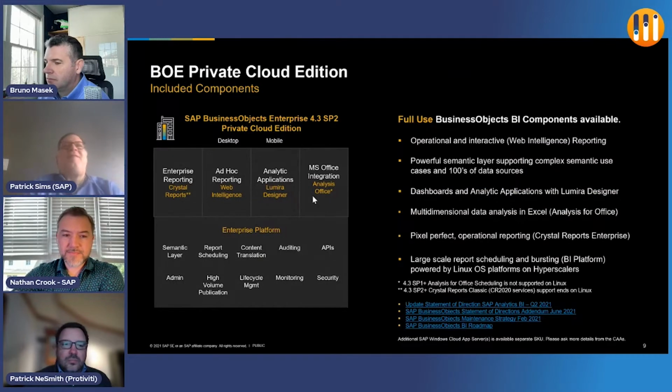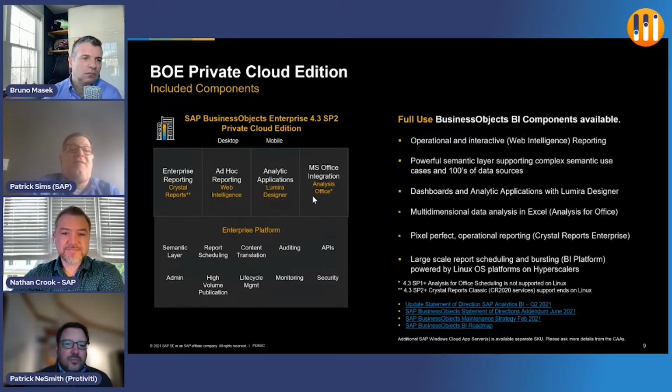Which gets us back to the included components. Look at me diving ahead. So again, in the current landscape, which is 4.3 Service Pack 2, it's full use of all of the components from Crystal Classic to Crystal Enterprise to Webi to Lumira Designer to Analysis for Office. Live Office is still included right now. And then from the platform side, really everything that you have today: high volume publication bursting, scheduling, semantic layer, admin, et cetera. All of that is still there. That's really just to hammer home, this is not a different code line. It is not a different set of software. It is simply business objects hosted in the cloud by us.